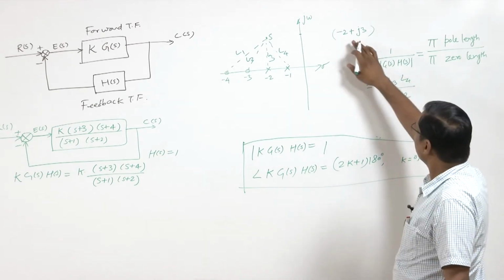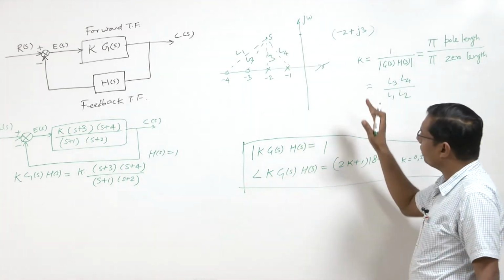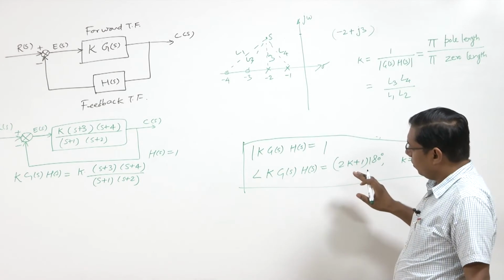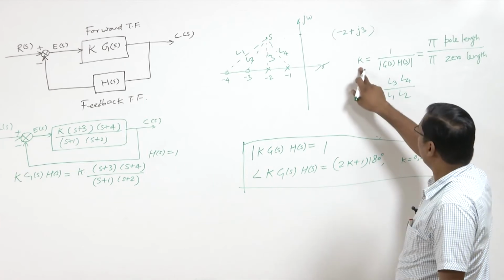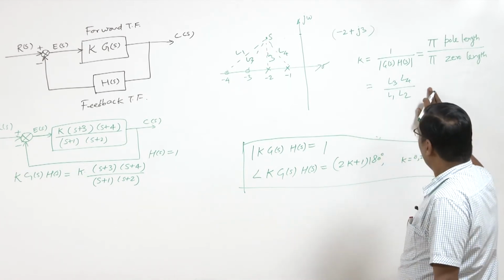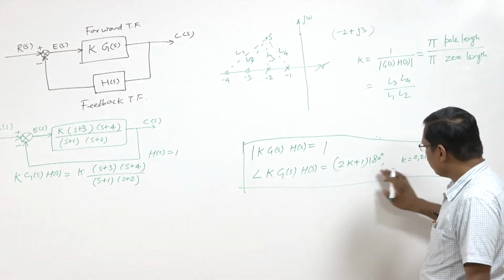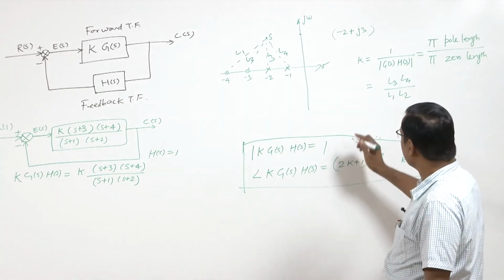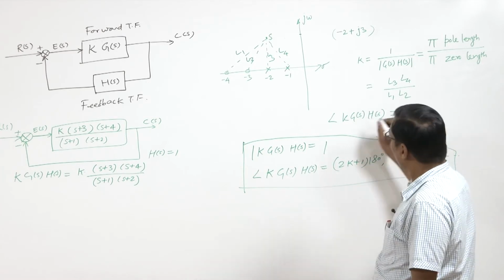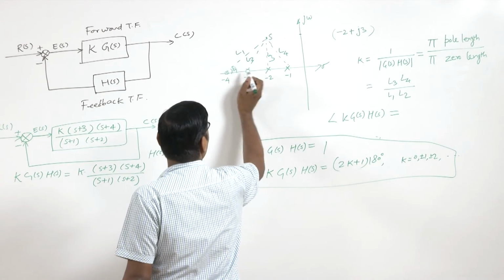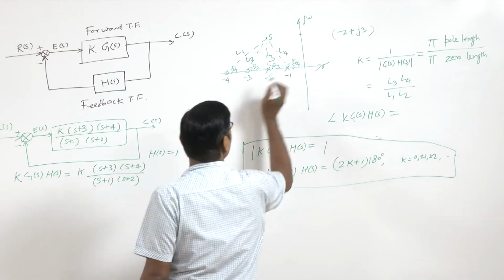So if this is on the root locus, or it is a closed loop pole, this condition must be satisfied, and so we can get the value of the gain. However, whether it is on the root locus or not, it must satisfy this condition also. So if we take the angle of KG(s)H(s), let's say this is theta 1, this is theta 2, this is theta 3, this is theta 4.